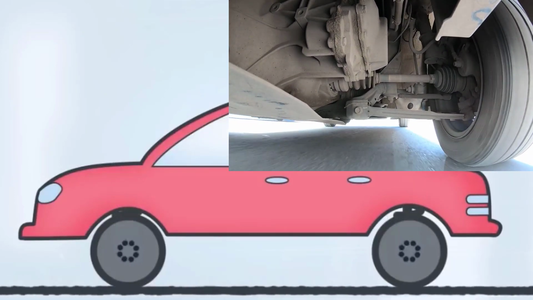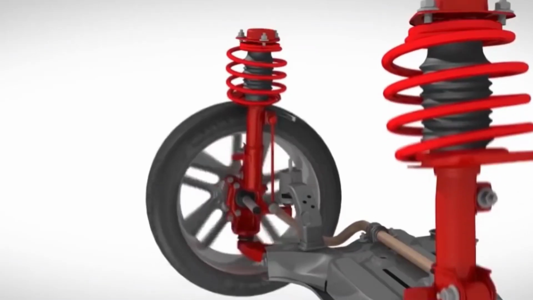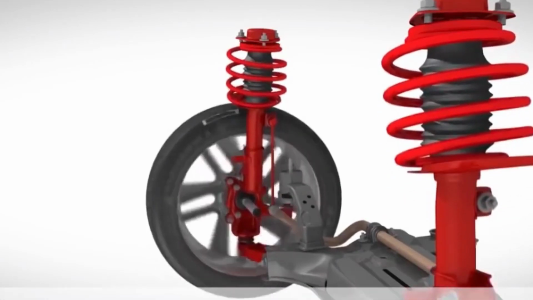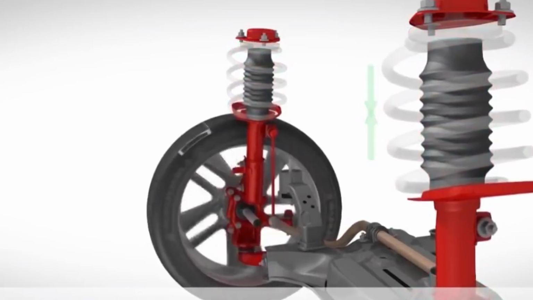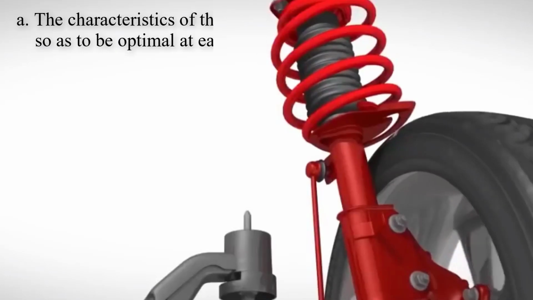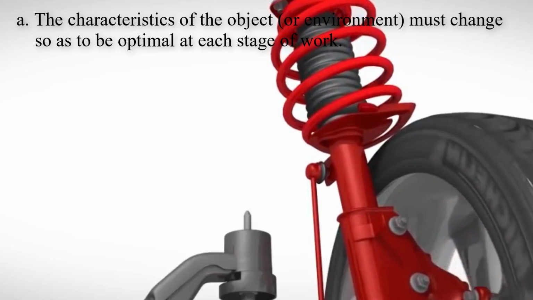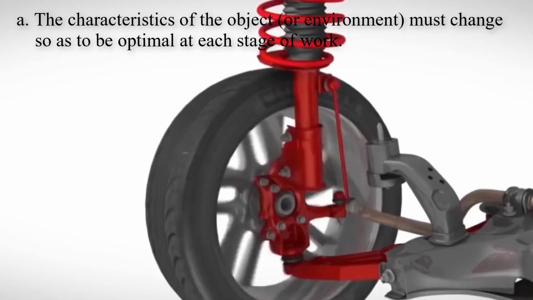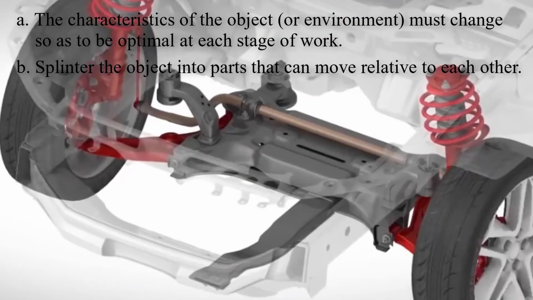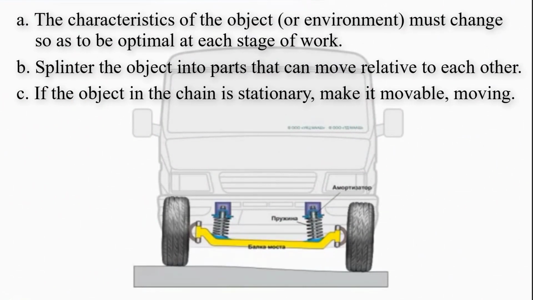There are several techniques for resolving technical contradictions that have been applied to the solution of this problem. But for educational purposes, I show you only how the dynamics method can help you. The following recommendations prescribe for us. The characteristics of the object or environment must change to be optimal at each stage of work. Split the object into parts that can move relatively to each other. If the object in the chain is stationary, make it movable.